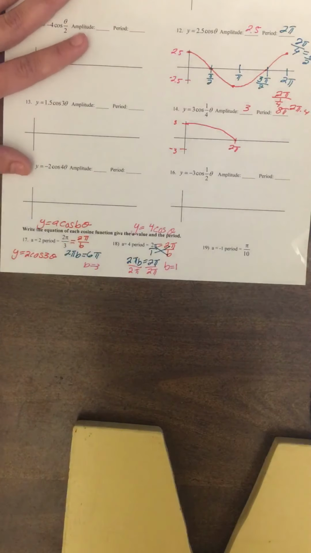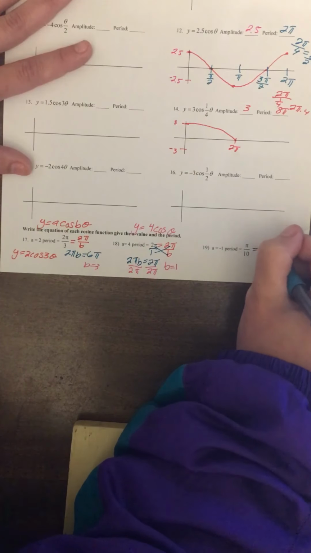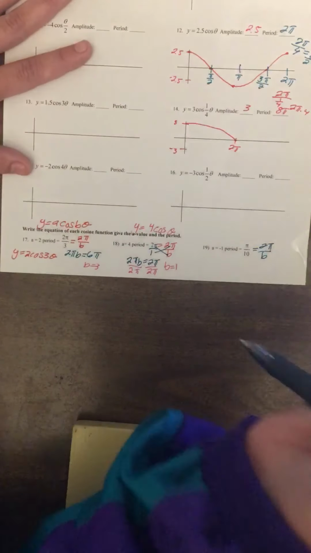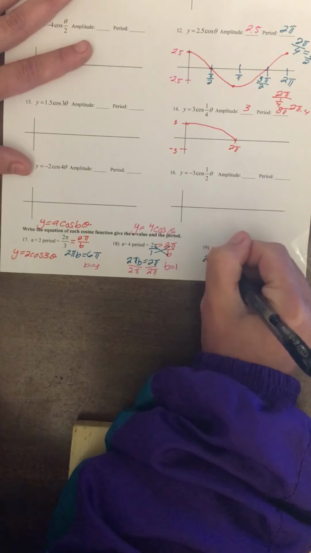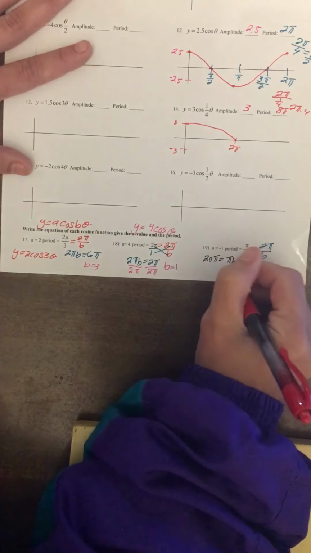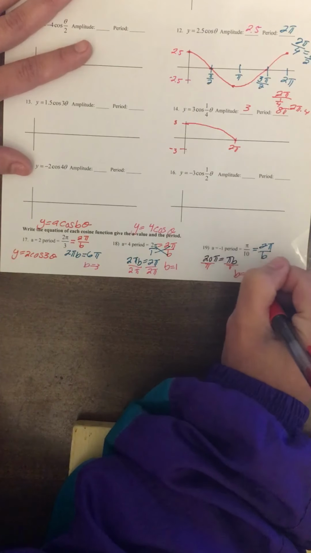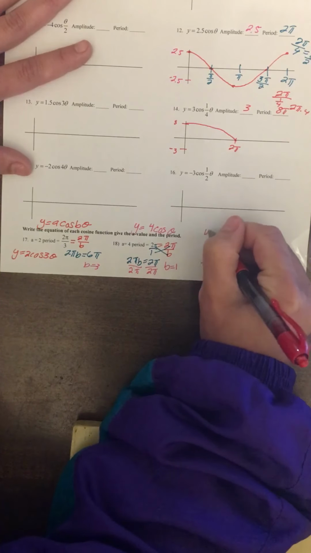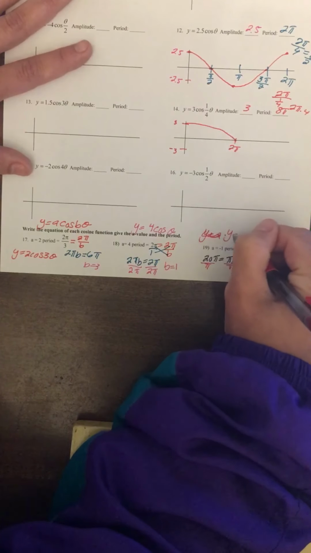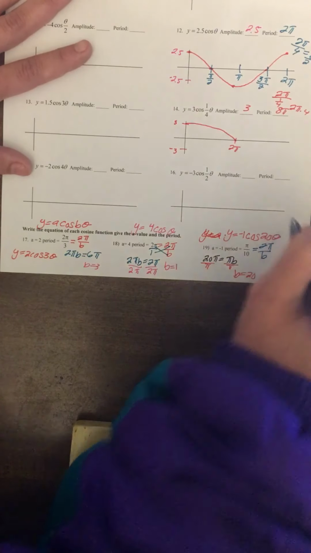On number 19, we'll set pi over 10 equal to 2 pi over b. And that would give us 20 pi is equal to pi b. And then if we divide both sides by pi, we'll get b equals 20. So the equation for number 19 is y is equal to a times, and here a is -1, so y equals -1 times the cosine of 20 theta.